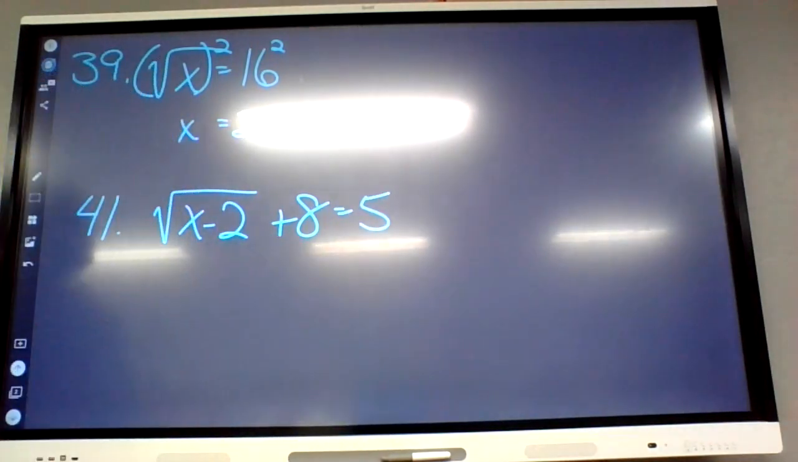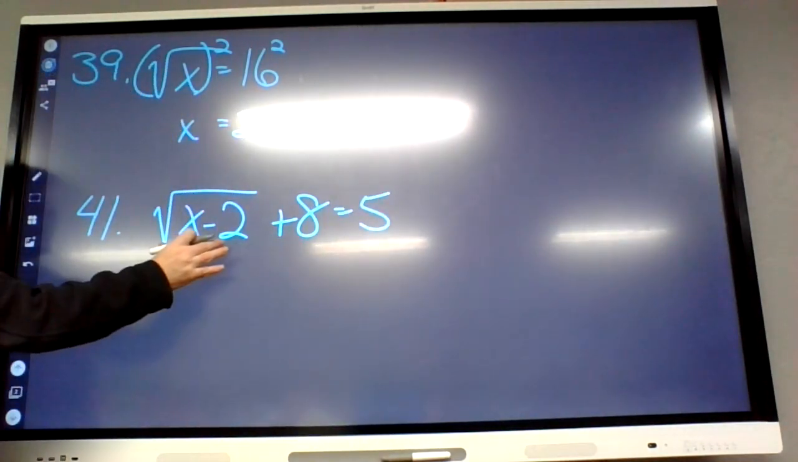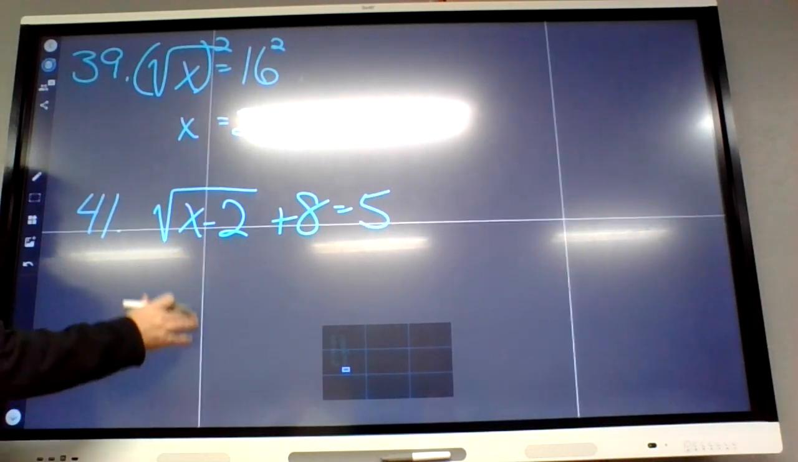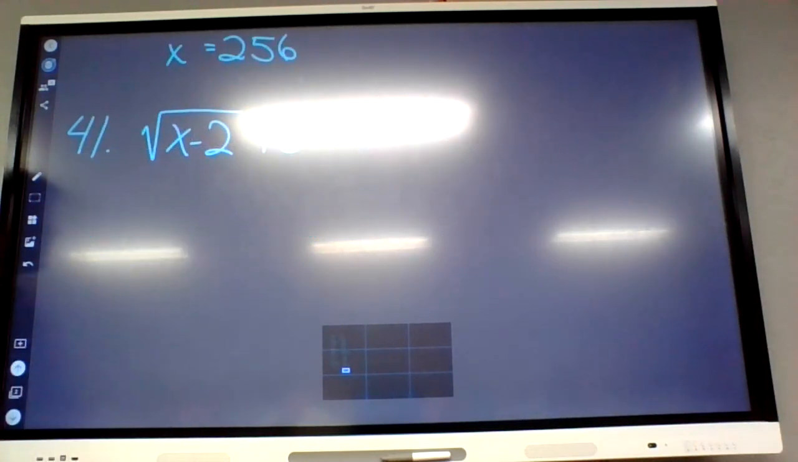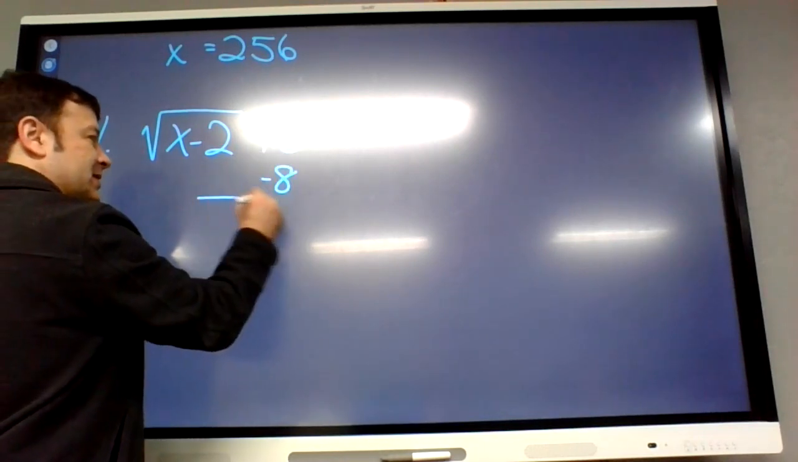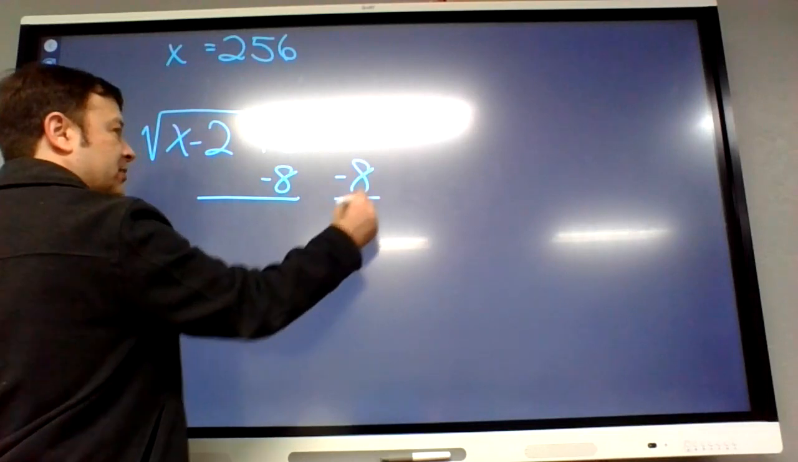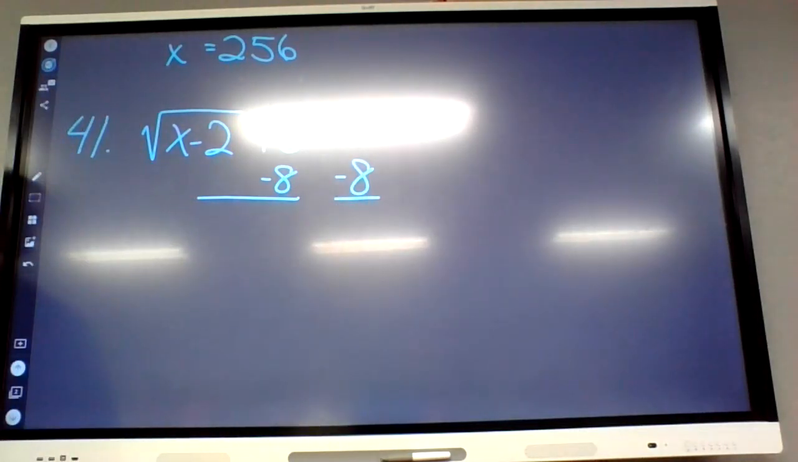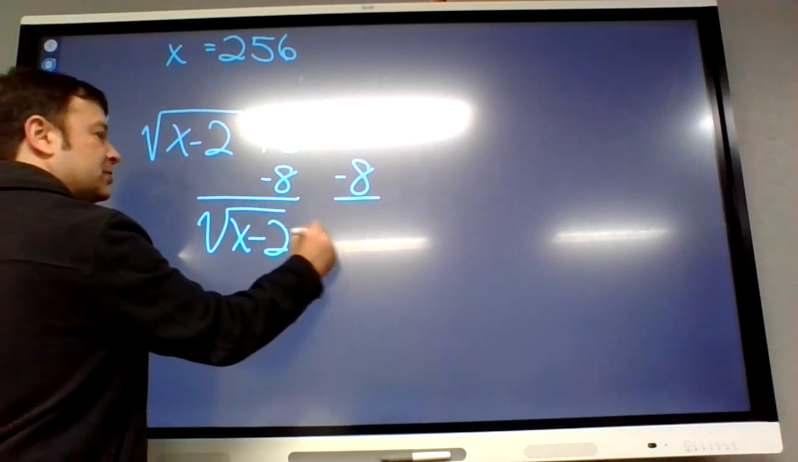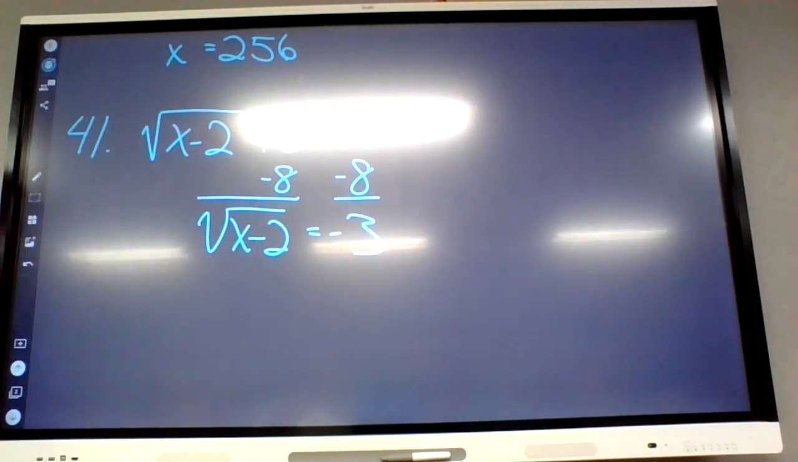All right, on 41, I do not have the square root by itself. So, how do I get the square root by itself on the side that equals? Square root. No. Subtract 8. Subtract 8. Yeah, we wouldn't get rid of this guy. You want to isolate the square root before you get rid of it. So we got square root of x minus 2 equals negative 3.